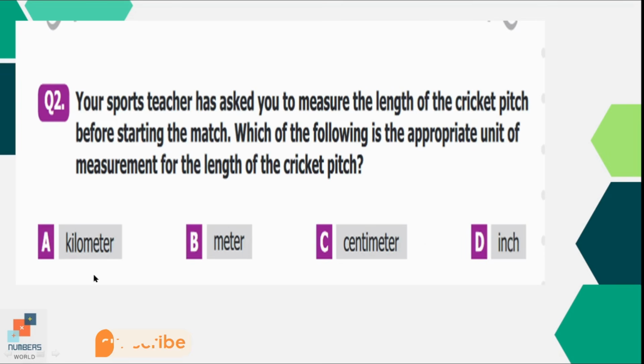It's option A, kilometer. 1 kilometer is equal to 1000 meters, and usually this unit of measurement is used to measure the distance between two cities. So option B, meter, is an appropriate unit to measure the length of the pitch. 1 meter is equal to almost one yard. So option B is the correct option here.